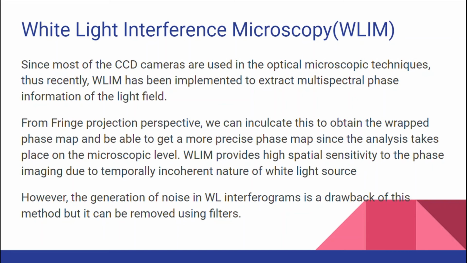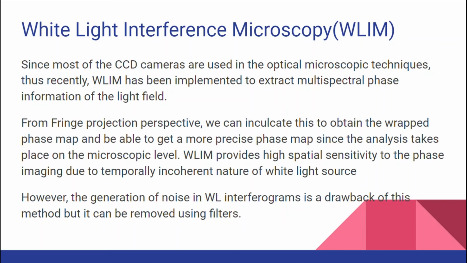Multispectral phase information means that corresponding to each light channel, it draws a spectral response curve, and with that we can independently, for each channel, determine what part of which color is going into each of the red, blue, and green channels. So from the fringe projection perspective, we can use this to obtain the wrapped phase map and be able to get a more precise map since the analysis takes place on the microscopic level.